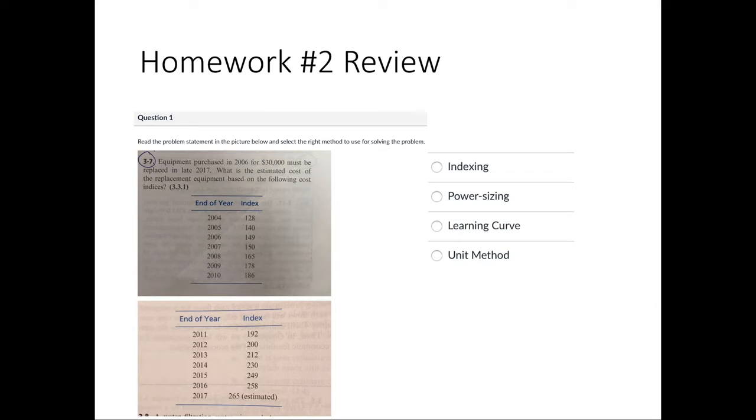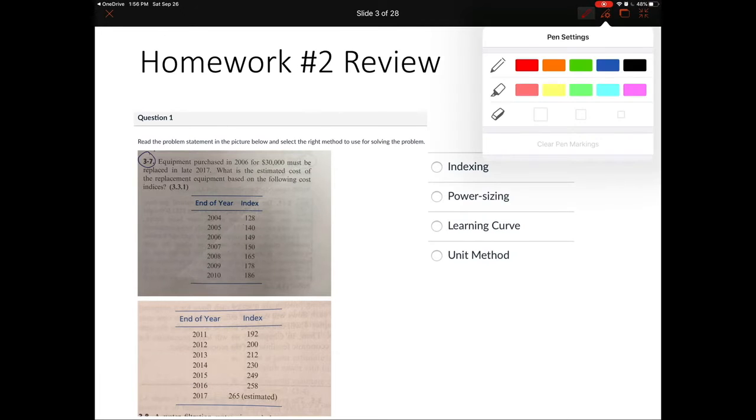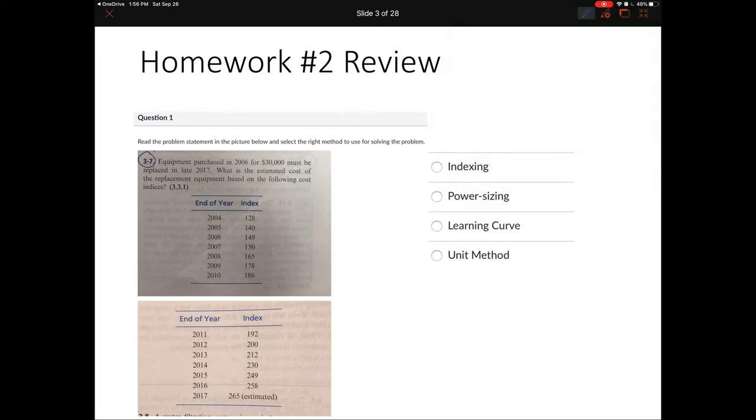All right, so the first question in homework number 2 is about equipment purchased. It's talking about two equipments and the price at different times. What is known is that when it was purchased in 2006, the price was 30,000. But it must be replaced in late 2017, which means you want to buy a new one in 2017.